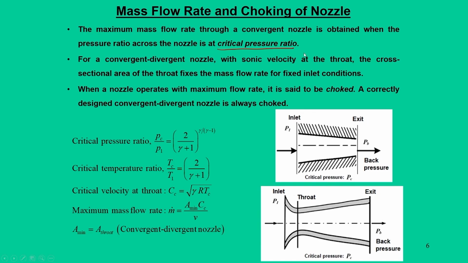Critical pressure ratio is nothing but the pressure PC divided by P1. P1 is the inlet condition of the nozzle, and for that we have expressions like critical pressure ratio, critical temperature ratio, and critical velocity at the throat, that we derived in our previous lecture. Once you have this critical velocity at the throat, we can find out the mass flow rate based on the critical velocity and the minimum area of the throat.